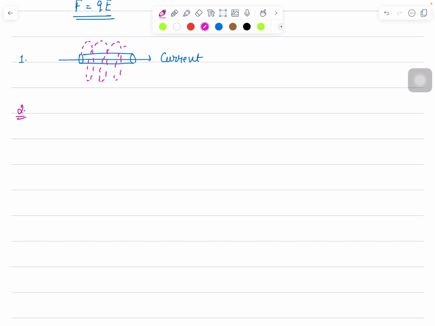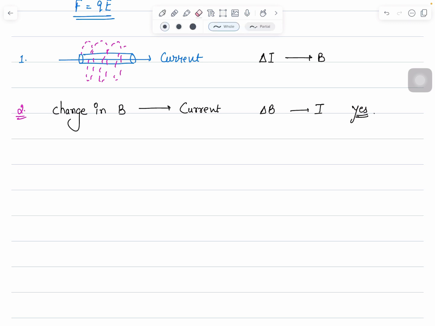What is the opposite of this? Can I say change in magnetic field can produce current? Just try to understand. Change in current gives you magnetic field. My question is, can change in magnetic field give you current? And the answer is yes. And this is all we are going to learn in this lesson, electromagnetic induction.